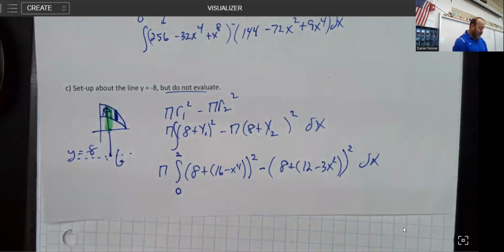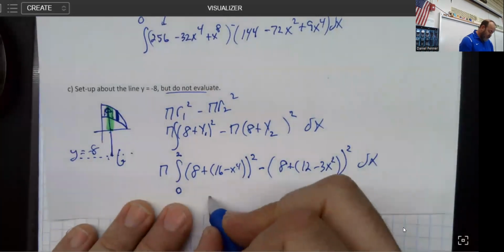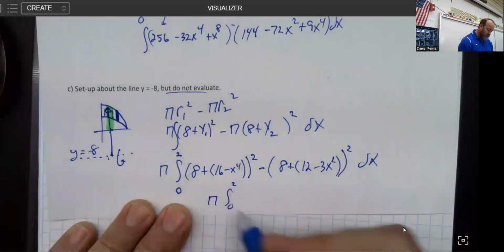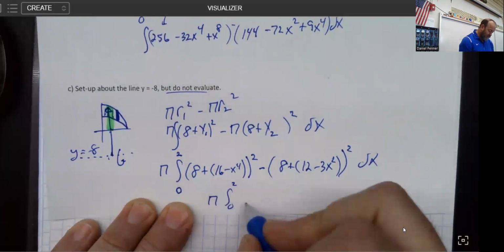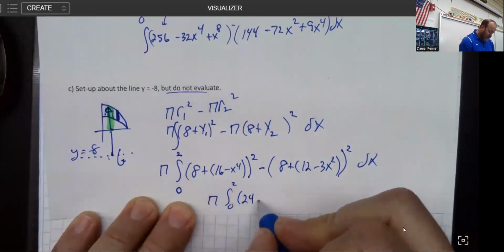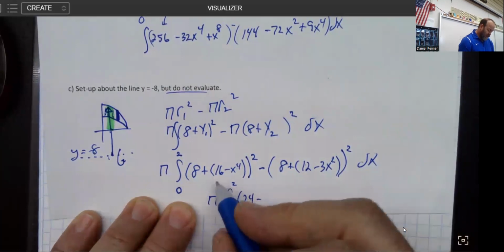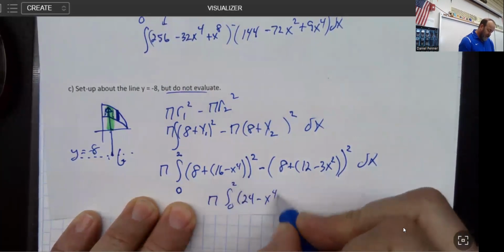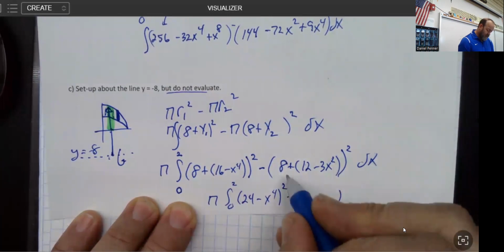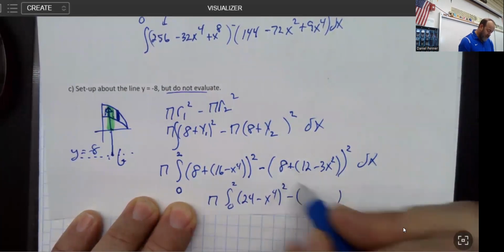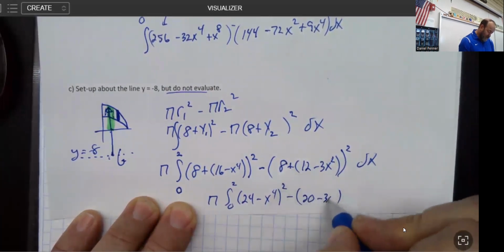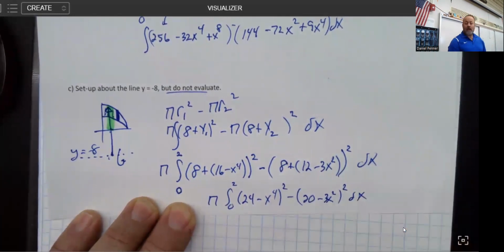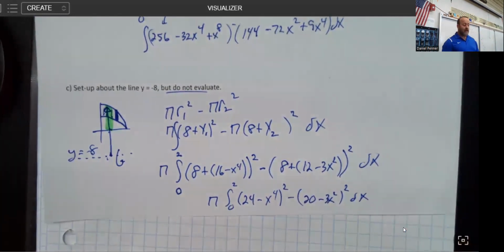Now, this is a matter of preference, whether you chose to clean it up a little teeny bit. I think I want to. 8 plus 16 would be 24. 24 minus x to the 4th quantity squared, and over here it'd be 8 plus this, which is 20 minus 3x squared dx. And because it said, let's set up, but don't bother to evaluate, we've actually completed that story.